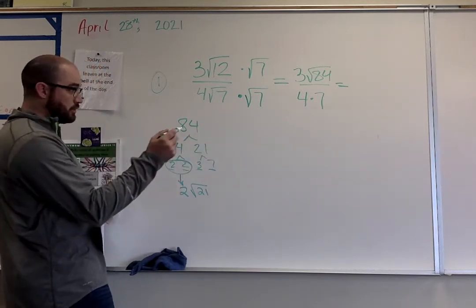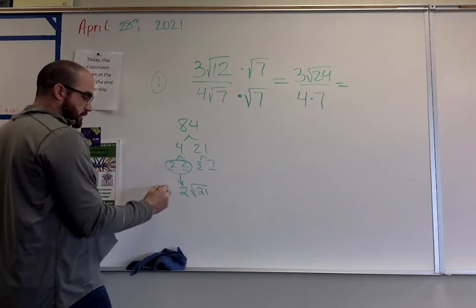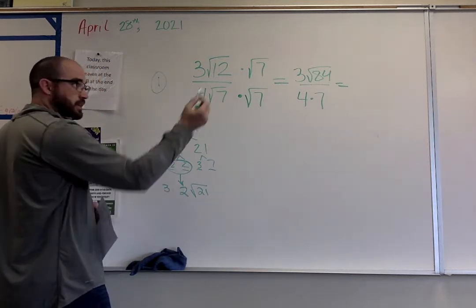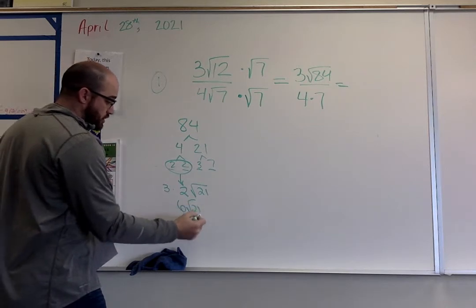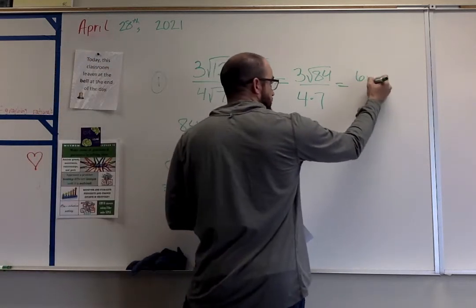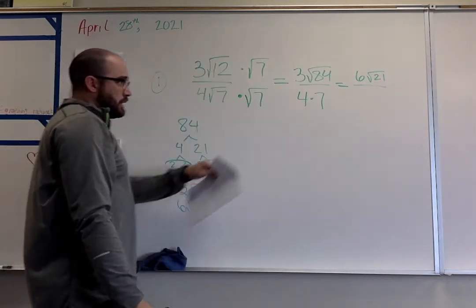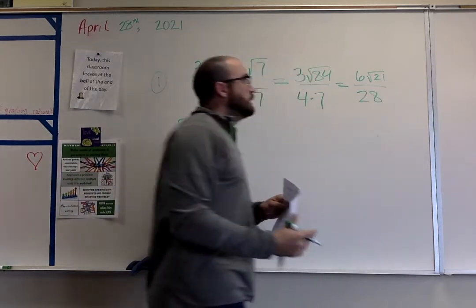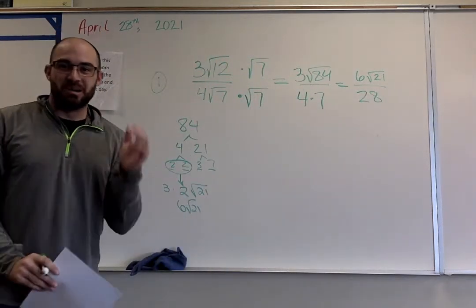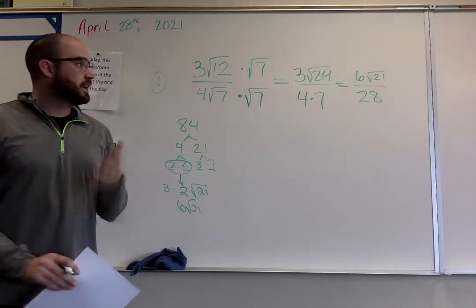So up above, I have square root of 84 and the 3 times that. So I would have to then do 3 times the 2, because again I have that 3 in front of the 84. So 3 times 2 gives me 6. So my numerator would become 6 square root of 21. In our denominator, I have 4 times 7, which is 28. This is good. We have to remember at the very end, everything needs to be simplified as far as possible.